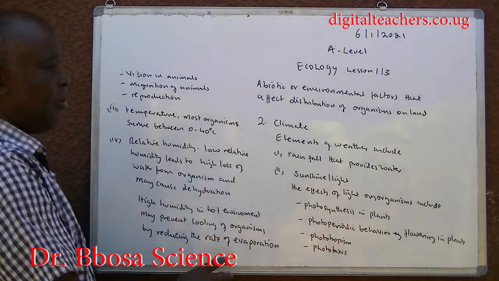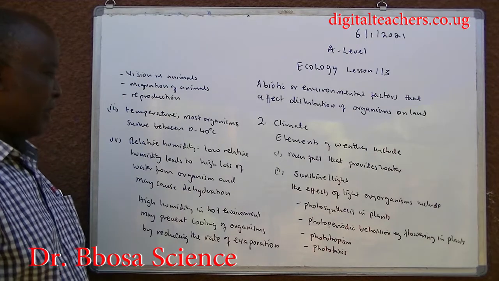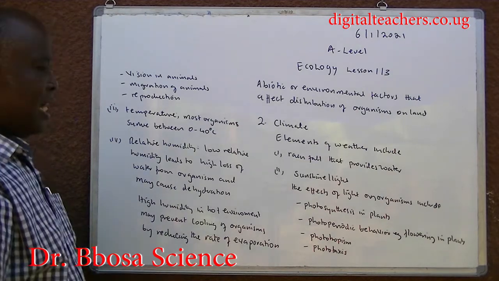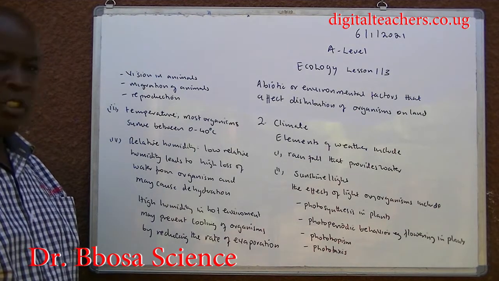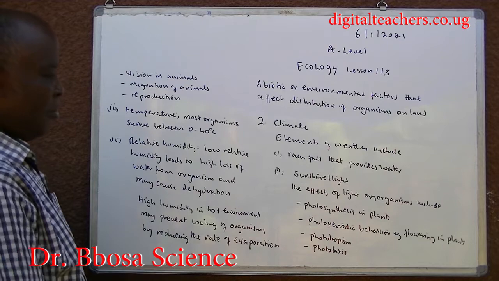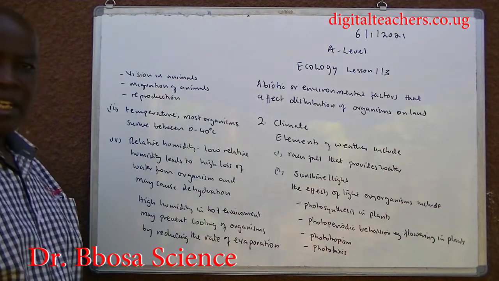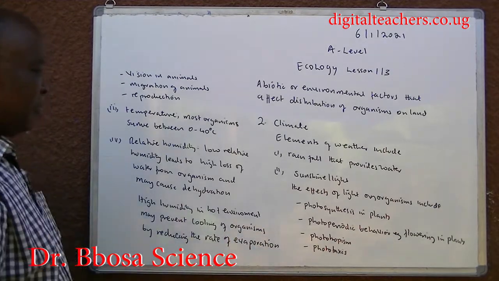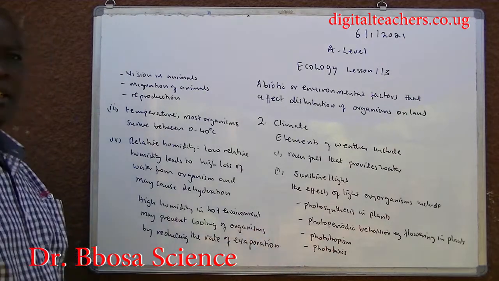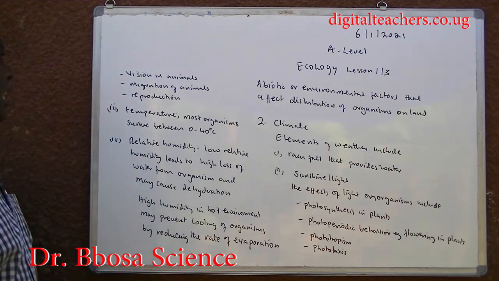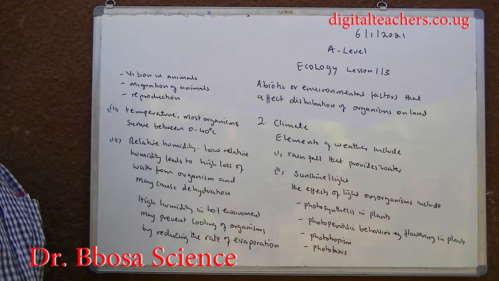Elements of weather include: one, rainfall that provides water. Two, sunshine or light. The effects of light on organisms include photosynthesis in plants, photoperiodic behavior, for example flowering in plants, phototropism, phototaxis, movement towards light or away from light, vision in animals, migration in animals, and reproduction.